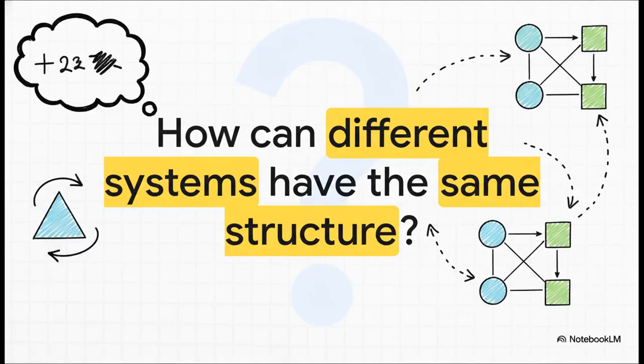So here's the big question, right? How can you have two things that seem totally different? I don't know, say one is about adding numbers and another is about rotating a triangle. How could they possibly be the same underneath it all? Well, that's the puzzle that leads us straight to this idea of a homomorphism.